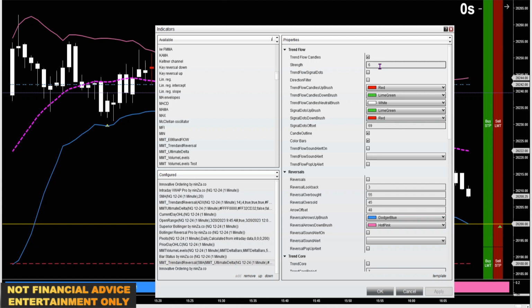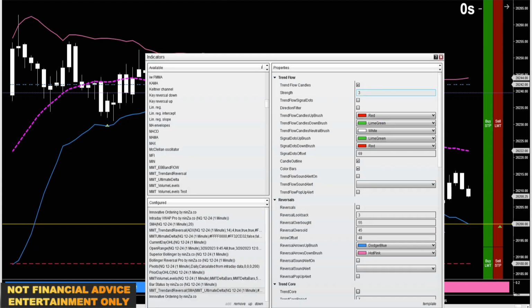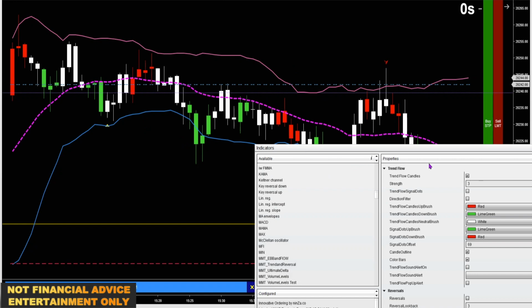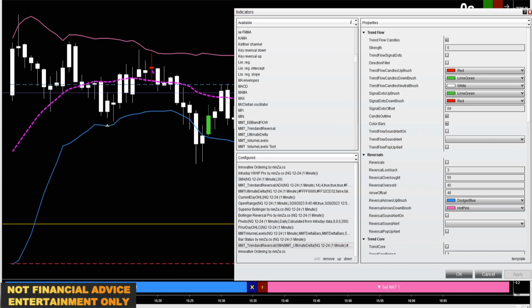So now that's fixed. See if I've got this on a strength of 3. We're getting a lot more candles here. I'm bumping this one up to a strength of 6. So now we're getting very few candles. And what I've done is that I've switched the up brush and the down brush. The up brush is now red and the down brush is now green. So now the trend flow candles are marking extreme sides of the trend.